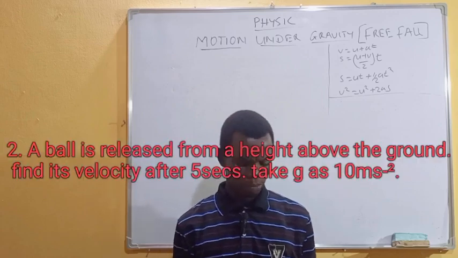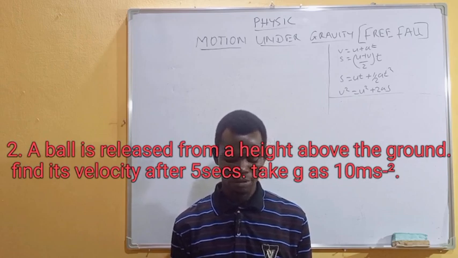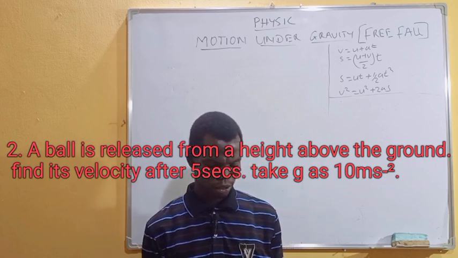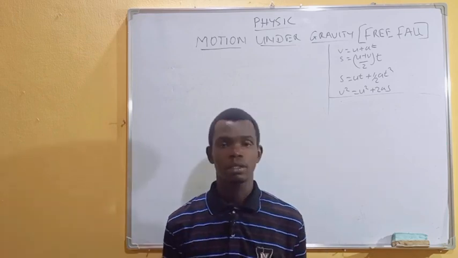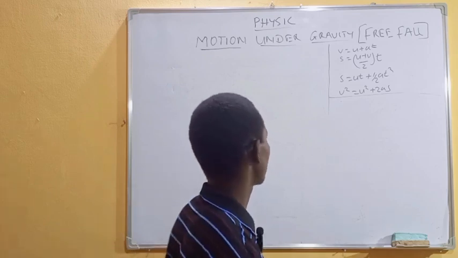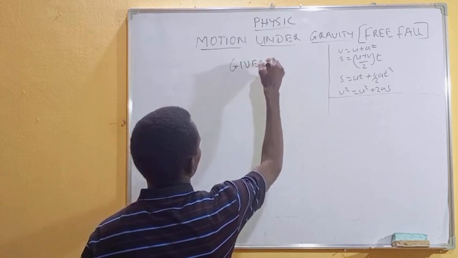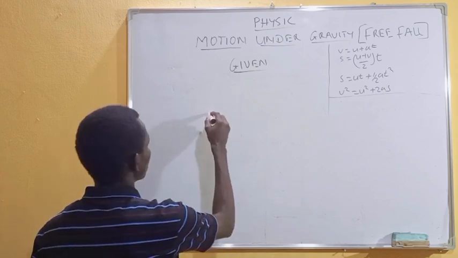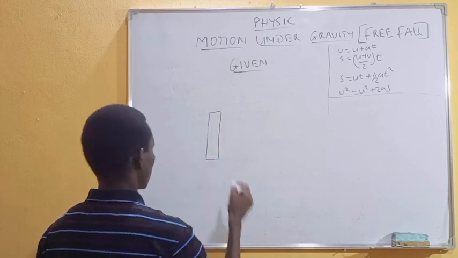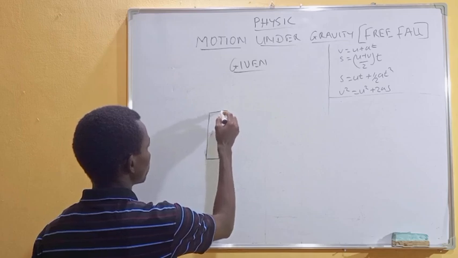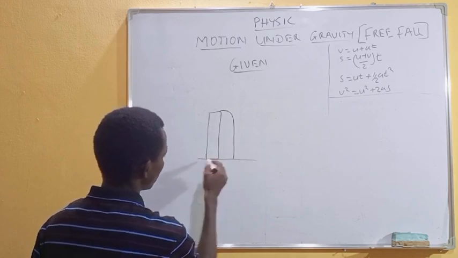Question 2. A ball is released from a height above the ground. Find its velocity after 5 seconds. Take g equals 10 meters per second squared. Let's draw the diagram for the given parameters. Let's say here is the height above the ground, and the ball is released from the height to the ground. And here is the ground.